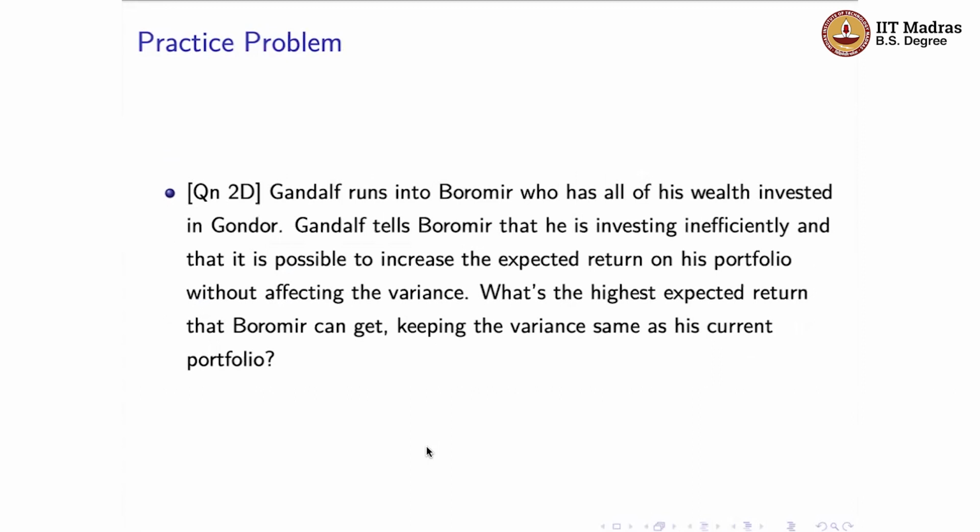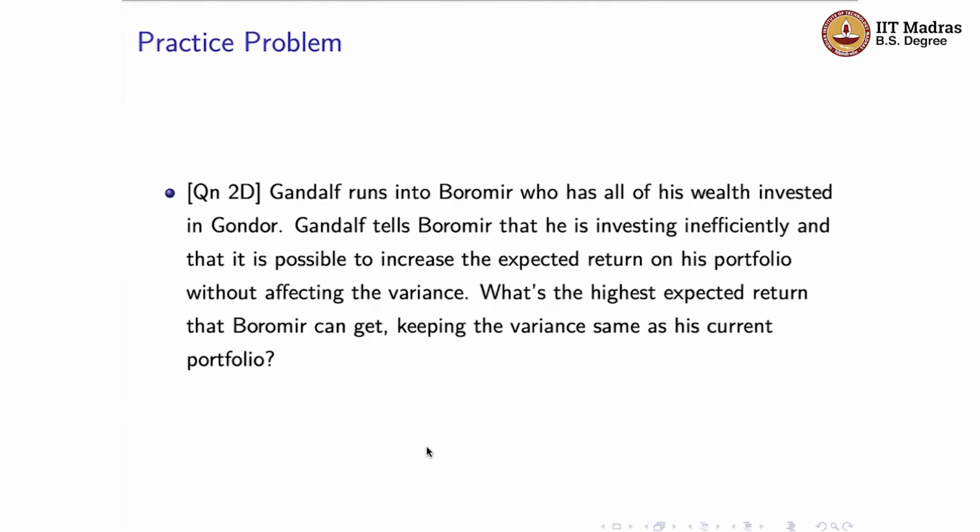And one day he runs into Boromir, who has all of his wealth invested in Gondor. So once Gandalf hears this, he doesn't even need to ask what Boromir's risk aversion parameter is. He knows that Boromir is a mean variance optimizer, but he doesn't know what the risk aversion parameter is. But Gandalf says to Boromir that, well, you are just investing inefficiently. And why are you investing inefficiently? In the sense that it is possible to actually increase the expected return on Boromir's portfolio without affecting the variance. So you get a higher expected return for free.